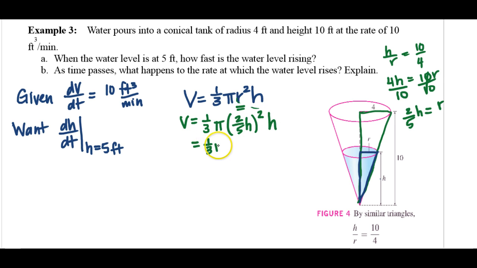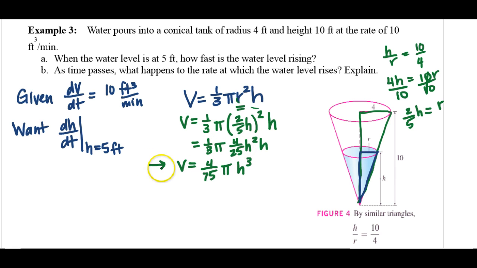I'm going to get 1 third pi, and 2 fifths squared is going to give me 4 over 25, because I'm squaring 2 over 5. I have to square h, so h squared times h. So my final volume formula is going to be 4 over 75 pi, since I'm multiplying 4 over 25 and 1 over 3 and pi, and then h cubed.